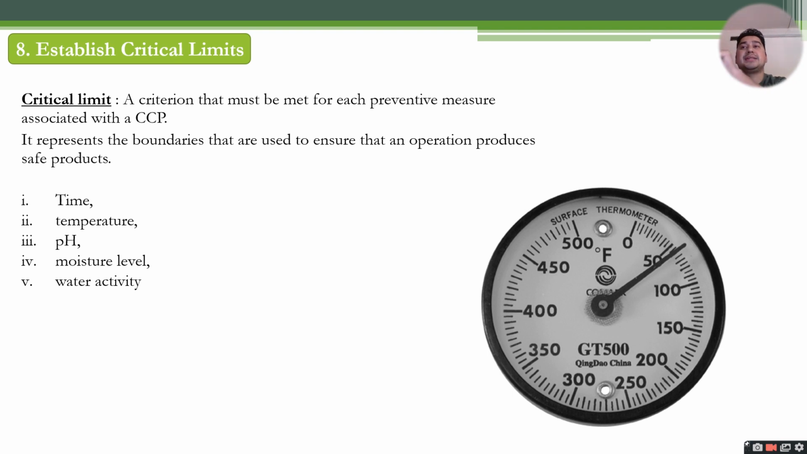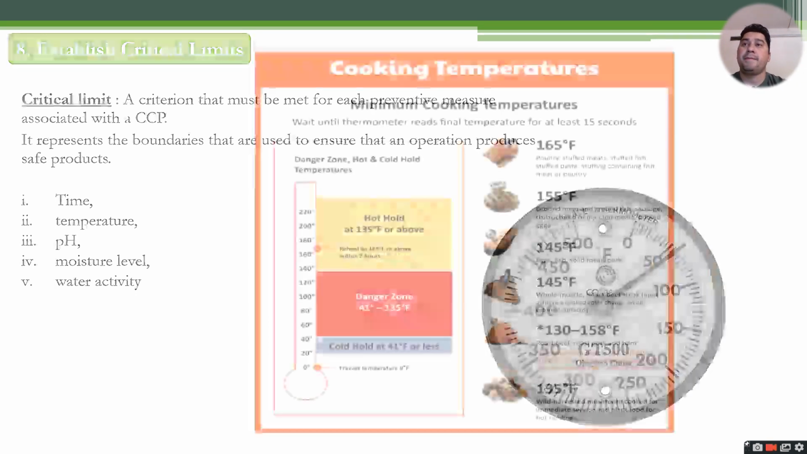So now we are deciding the critical limits. Your critical limit is 75 degrees Celsius for the cooking temperature. For hot food, you can say that 63 degrees Celsius is the critical limit. Below 63 degrees Celsius, it's not acceptable. Whenever you are deciding any critical limits, they should be in numbers, not in words.